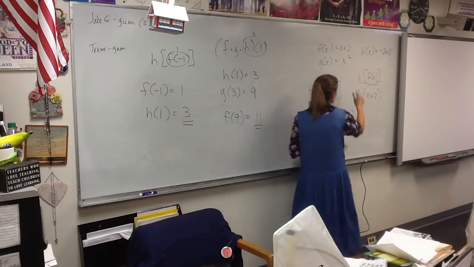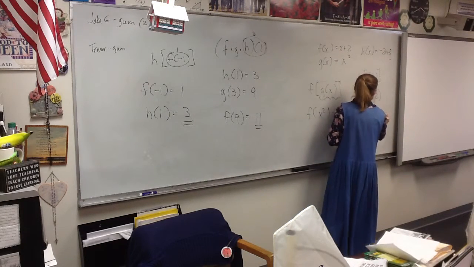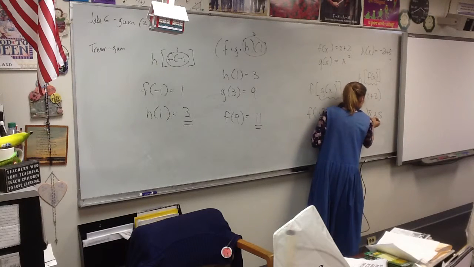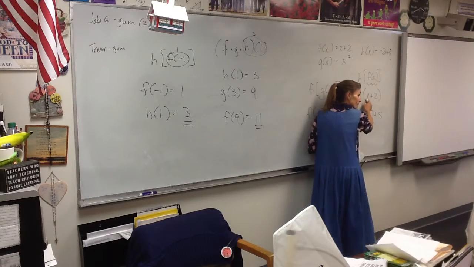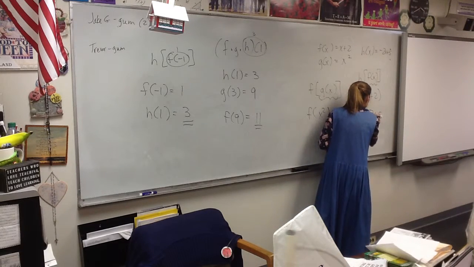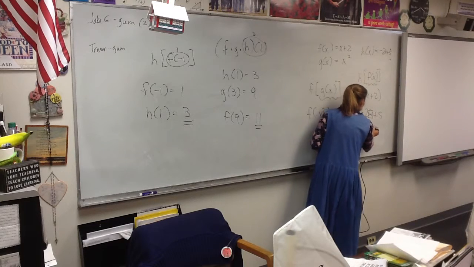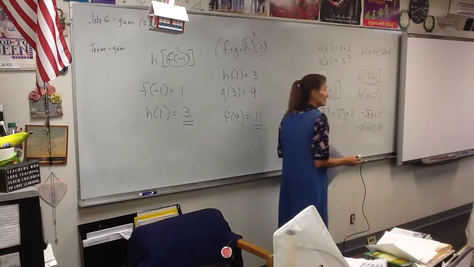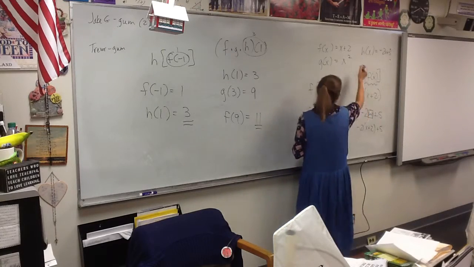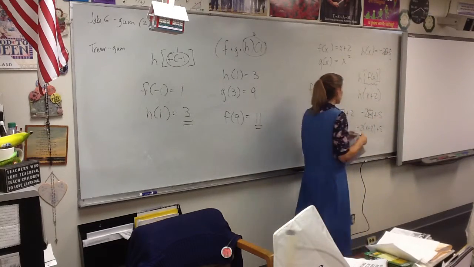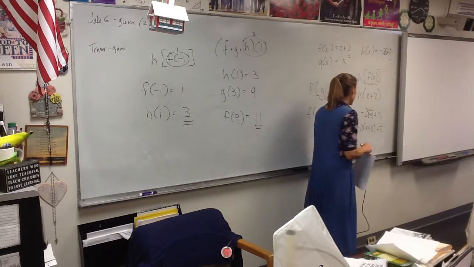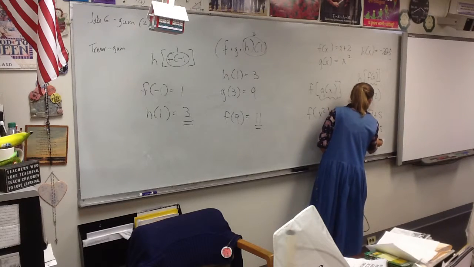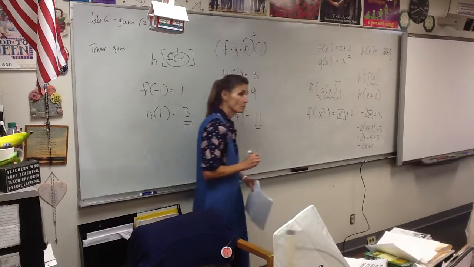Now your h function is negative 2x plus 5. But we're going to take out that x and replace it with x plus 2. So we have negative 2 times x plus 2, plus 5. Instead of the x, we're going to plug in whatever we're supposed to, which is x plus 2. So our final answer ends up being negative 2x plus 1 when you collect like terms.